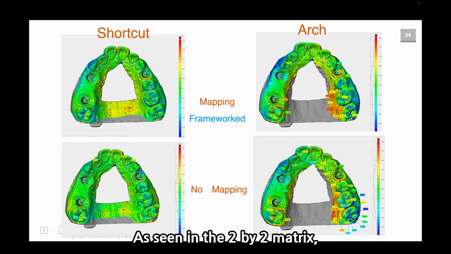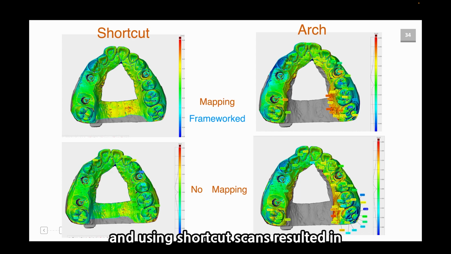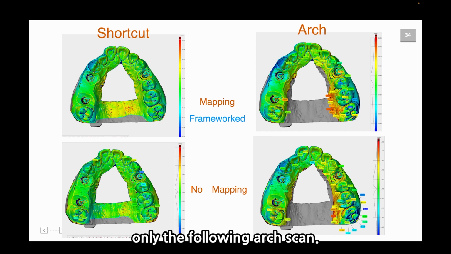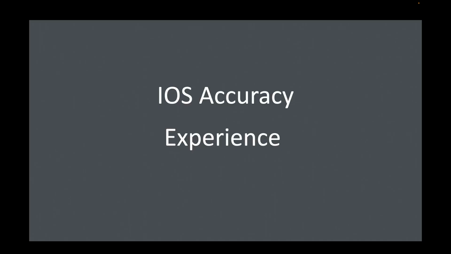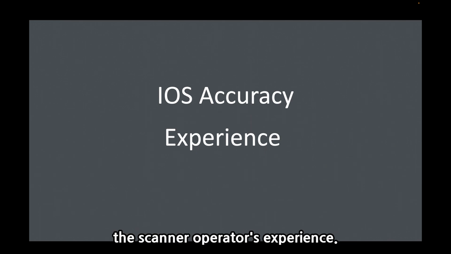As seen in the 2x2 matrix, the framework scan did not significantly impact, and using shortcut scan resulted in less distortion than scanning only the full arch scan. Next, let's look at the difference due to scanner operators' experience.